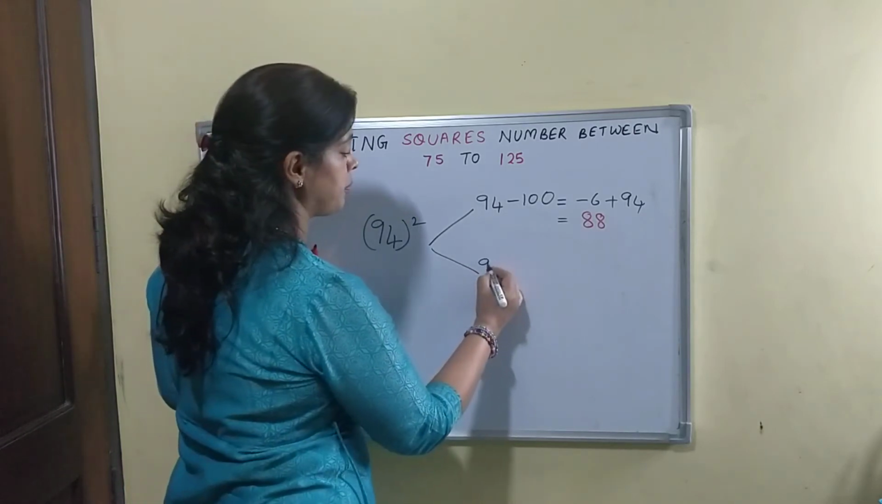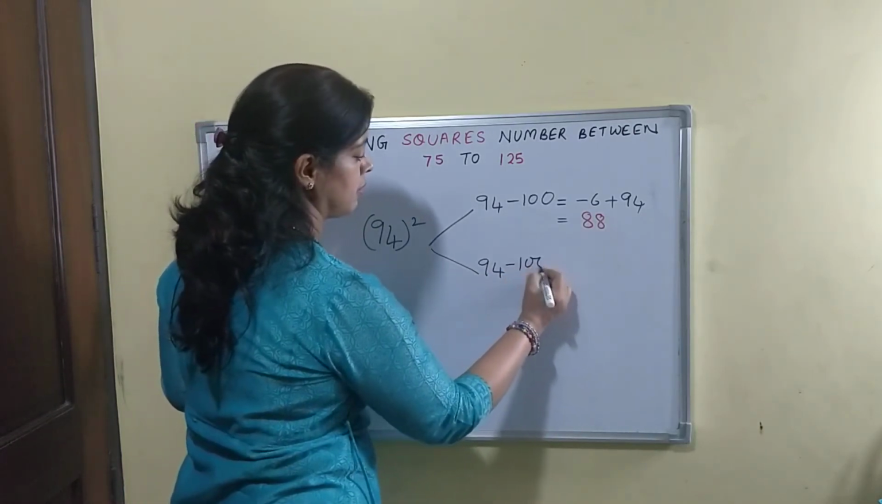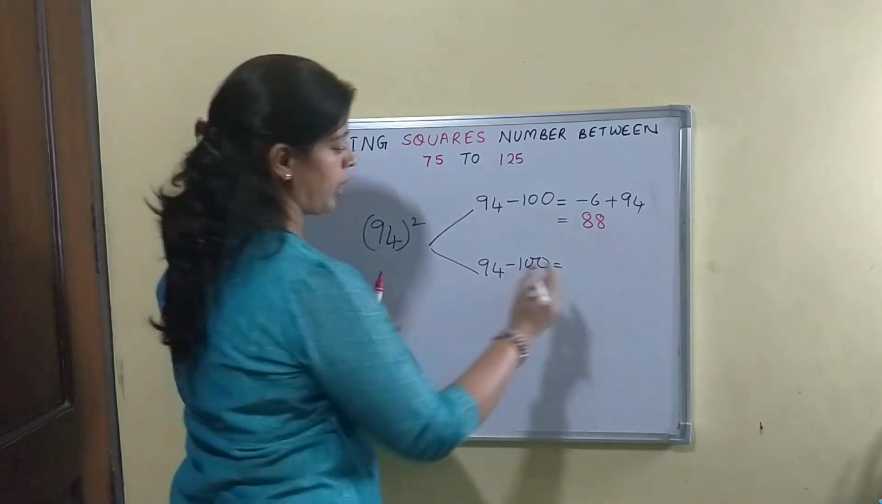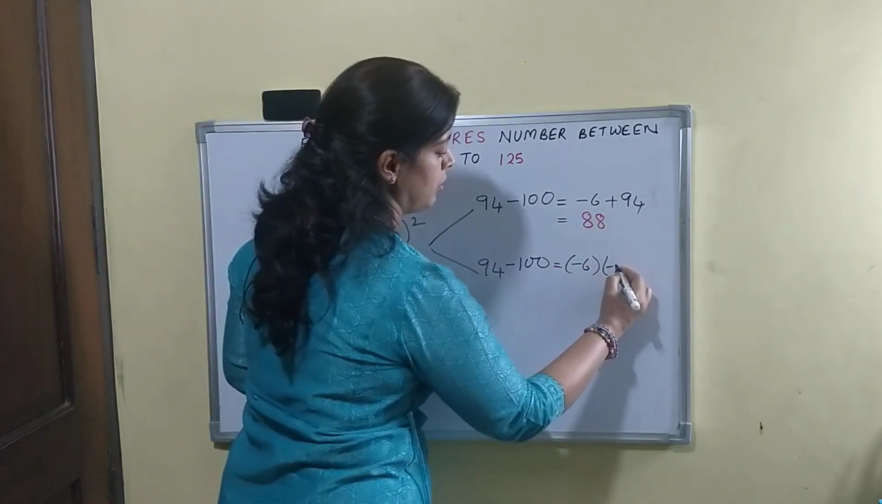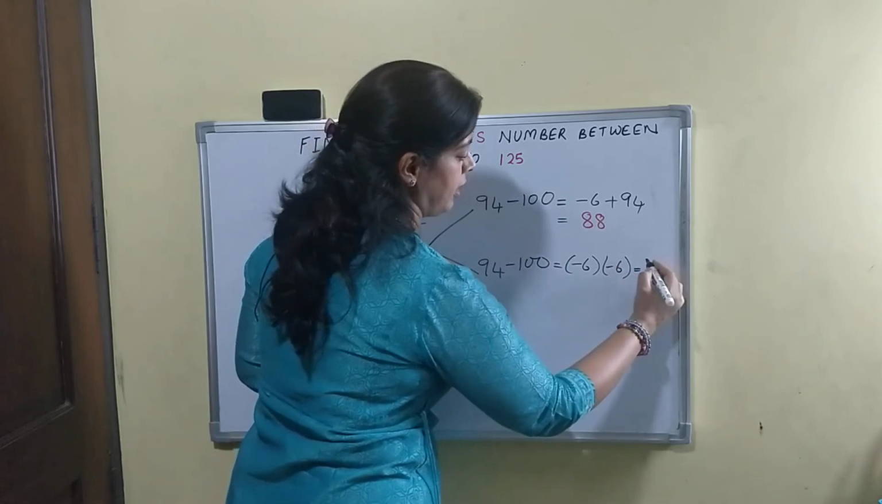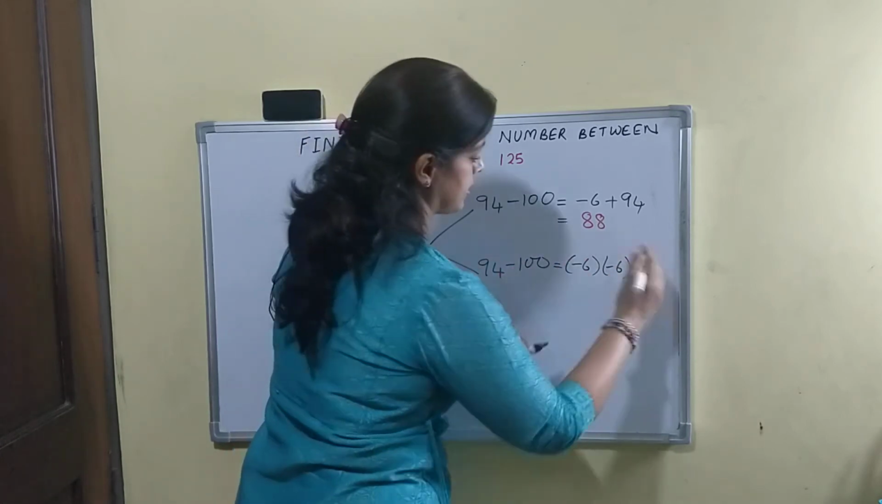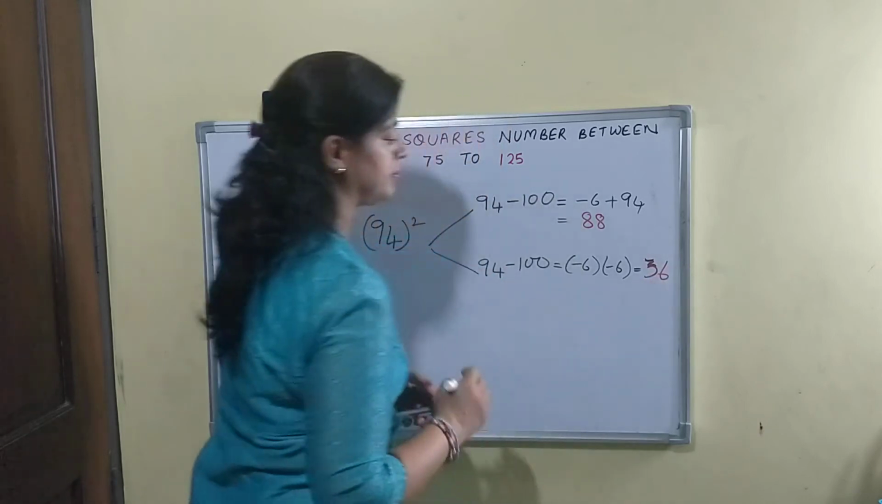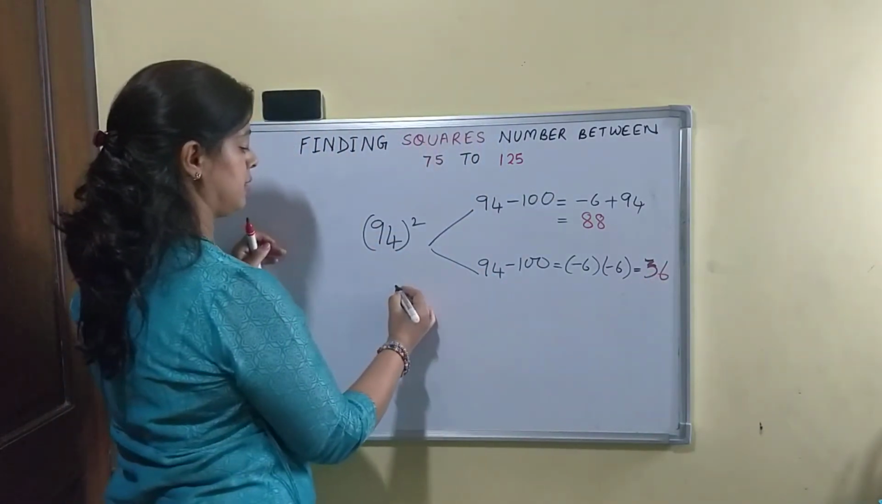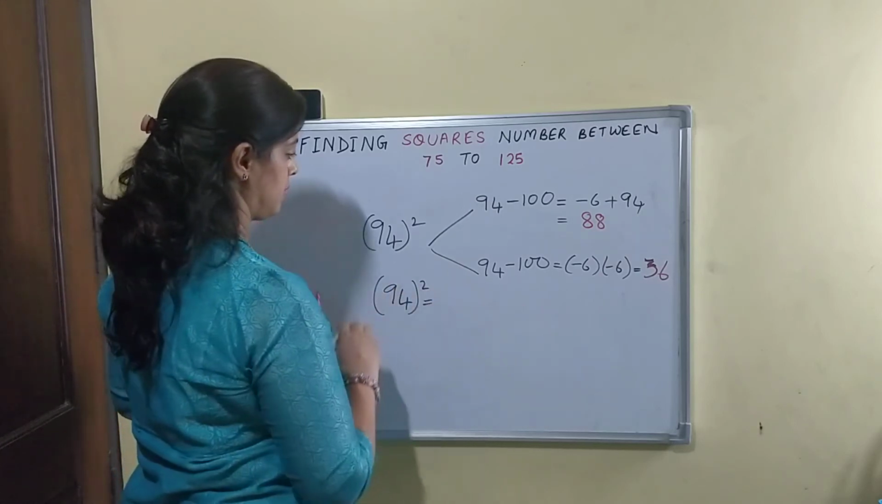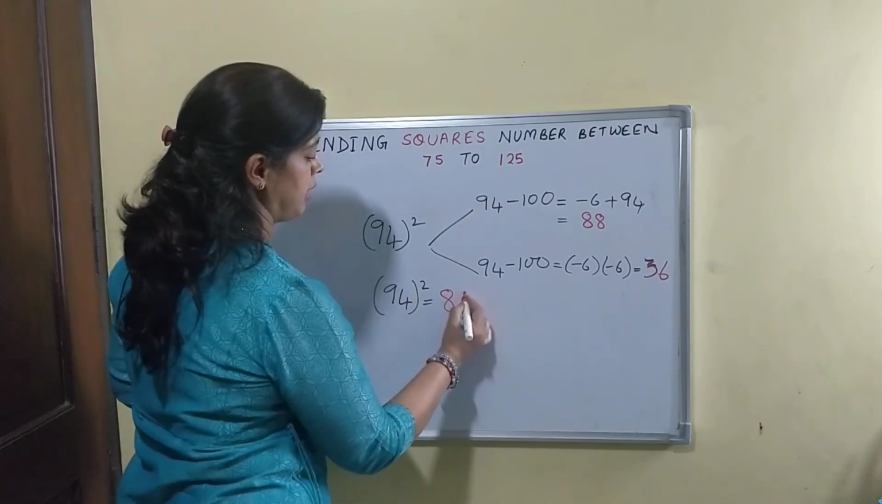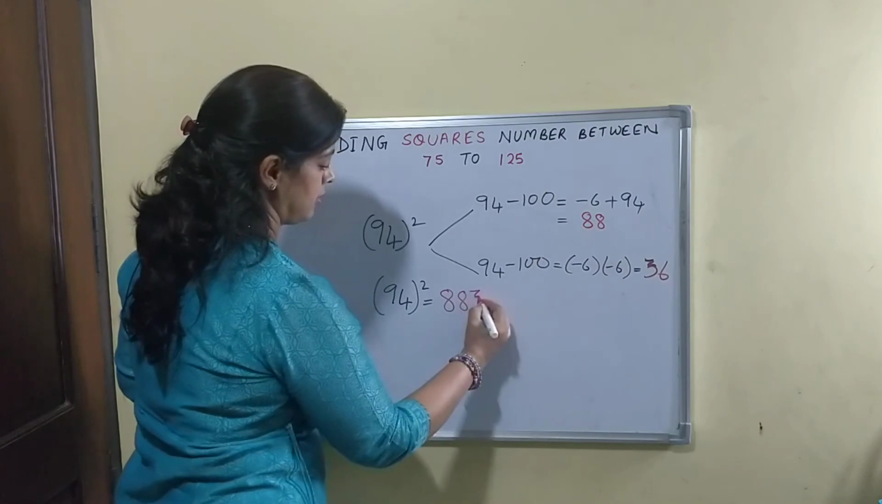Second step, again subtract 100 from my number and take the square of that. Minus 6 whole square, which is minus 6 into minus 6, which gives me 36. So my answer is 94 square, double 8 from here, 36.